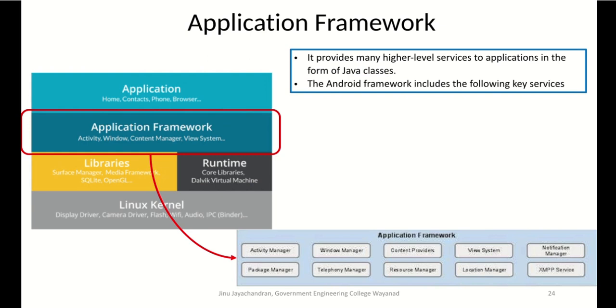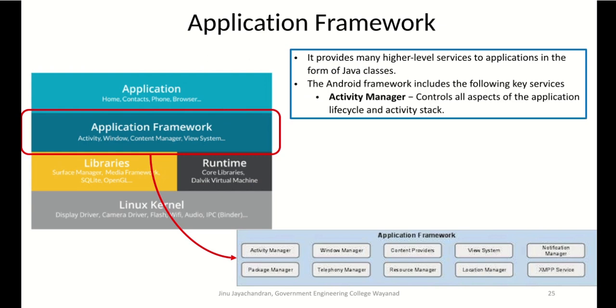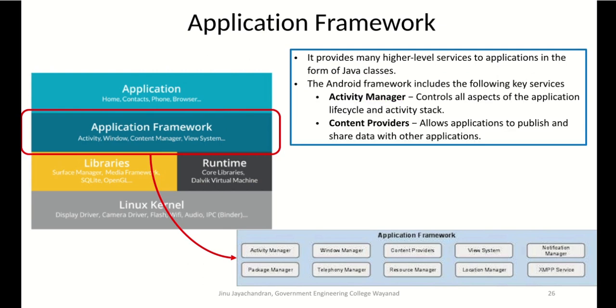The Android framework includes the following key services. First one is called the activity manager, which controls aspects of application lifecycle and activity tasks. We'll go into detail on all these things at a later point in other lectures. Then there are content providers. There will be many applications running in Android, so if you have two applications running, there should be some mechanism by which you are able to share the information.